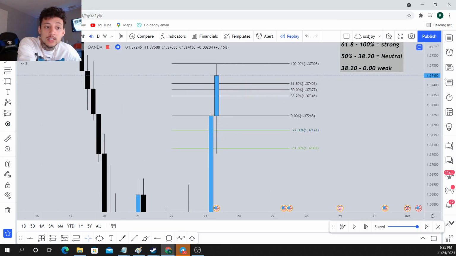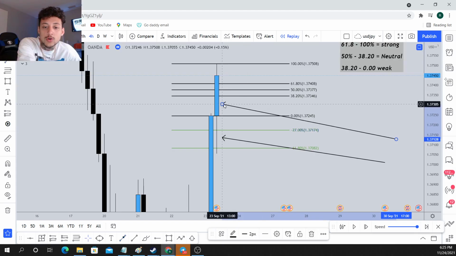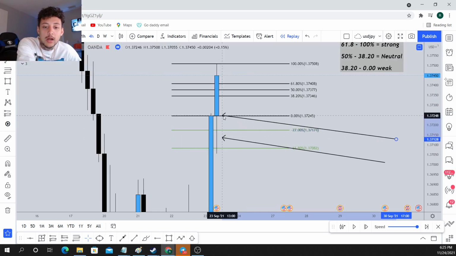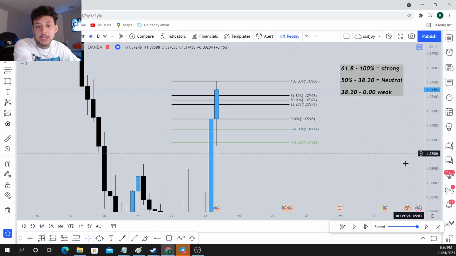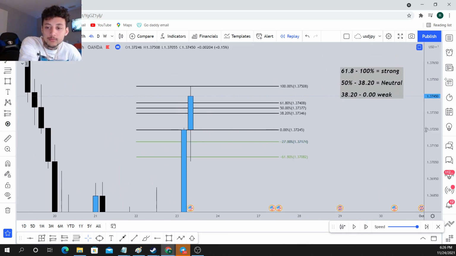This adds confluence, meaning that this is already a strong closure. We closed from the open to the highest high within the top third. Now that we're incorporating how big this wick is, we can add that the candlestick left a big wick to the downside. It's still a pretty strong bullish candlestick.